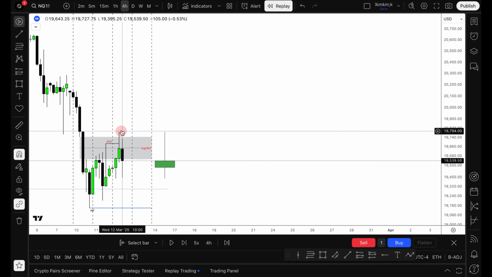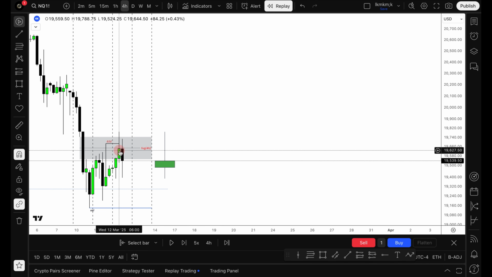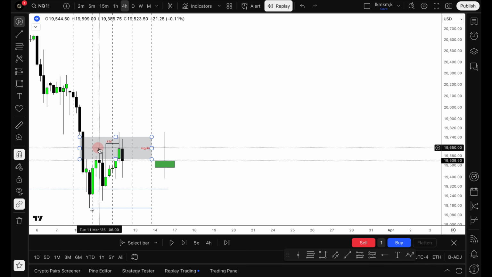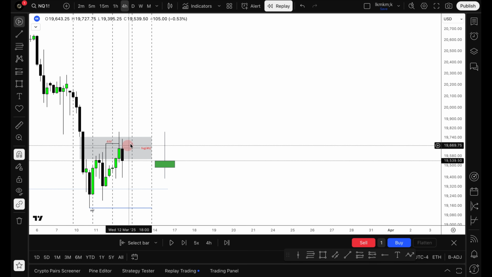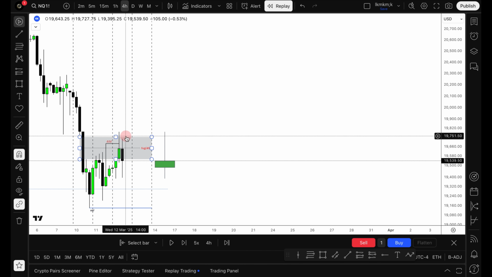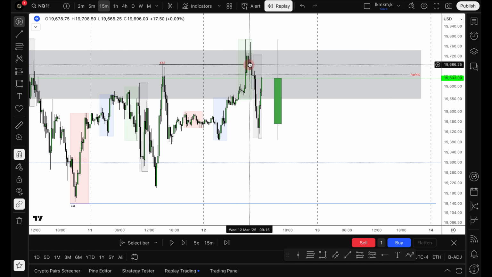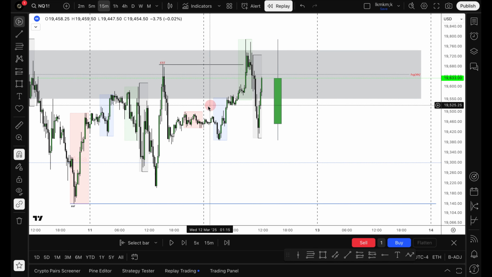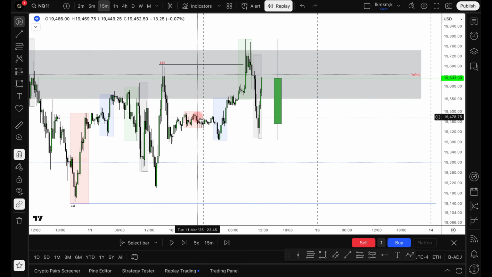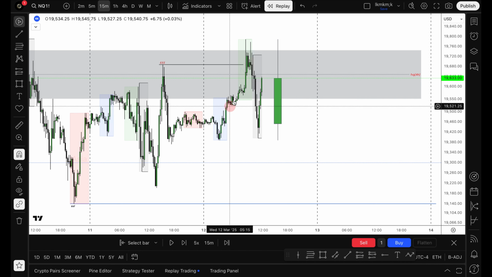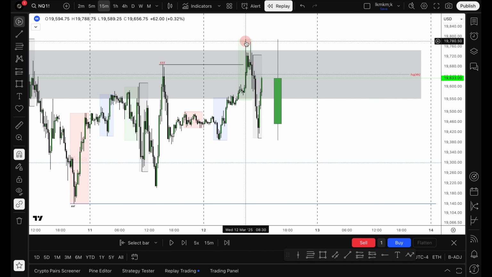So price has wicked up and closed in the midpoint of that fair value gap, just to signal that we're still bearish. It's respected that midpoint and the fair value gap as well, and it's displaced lower. Plus it's during the New York session. We have the Asian session here from 8 to 12 midnight, then the London session forming, then price moves higher during the New York session.